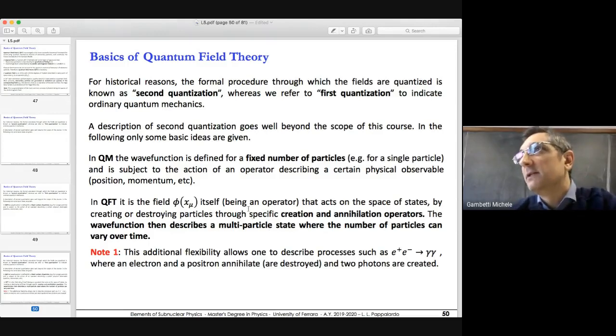Of course, here we have much more flexibility, because we are not stuck to a fixed number of particles, but the number of particles in each state can vary over time. This flexibility allows, for instance, studying particle processes like this one: the electron-positron annihilation to gamma gamma, which in the language of quantum field theory is interpreted as an electron and a positron which are destroyed by the annihilation operator, and then two photons are created by the creation operator.